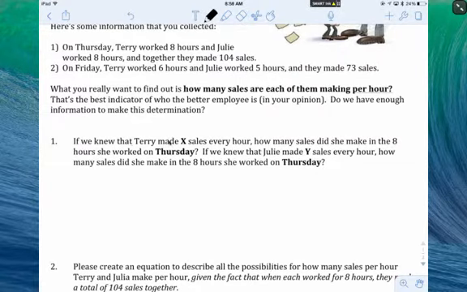If we knew that Terry made X sales every hour, then how many sales did she make in the 8 hours she worked on Thursday? Well, if Terry made X sales every hour, then in 8 hours she would make 8 times X sales, right? So on Thursday, Terry would have made 8X sales, right? 8 hours times X sales per hour, this is how many sales she'd make.